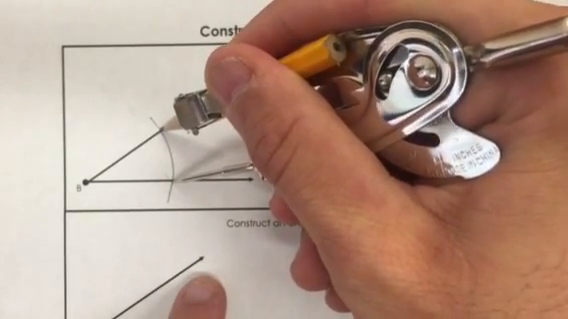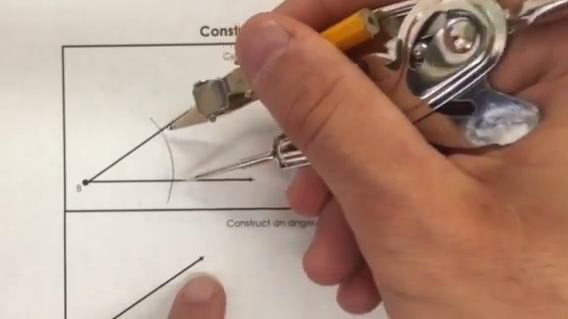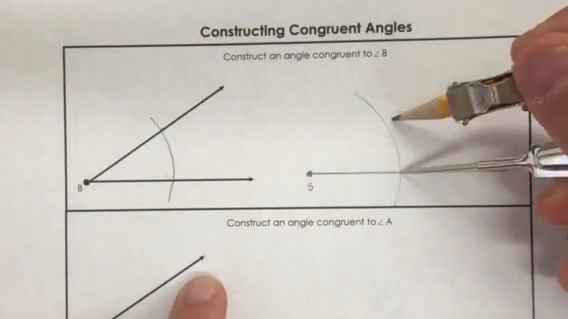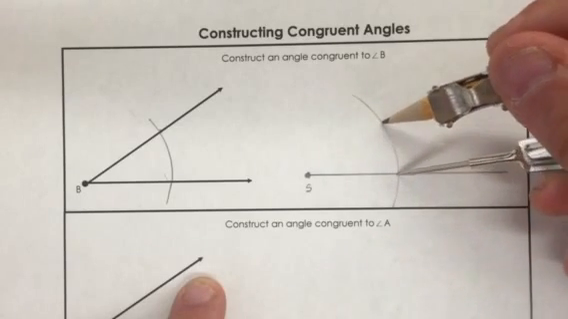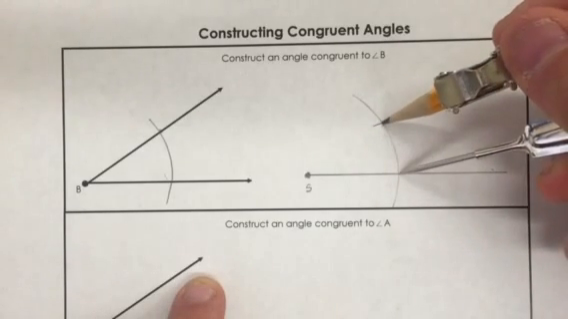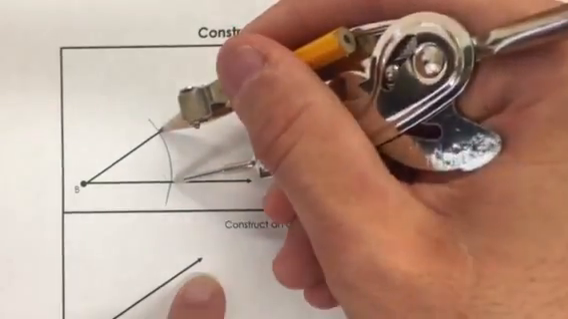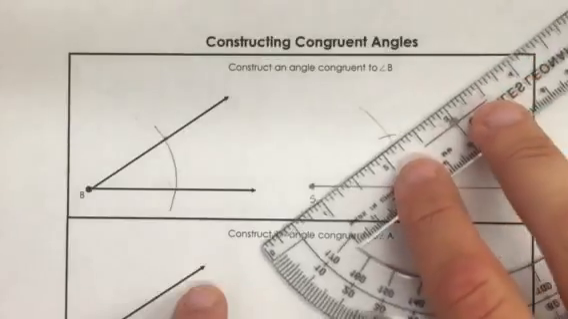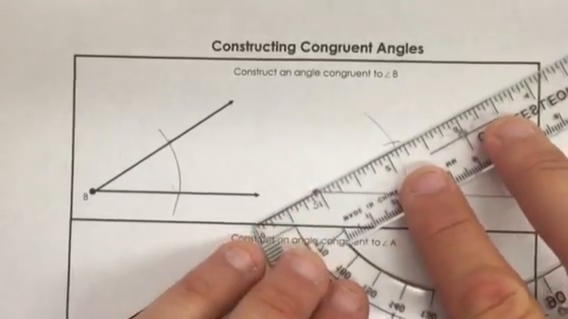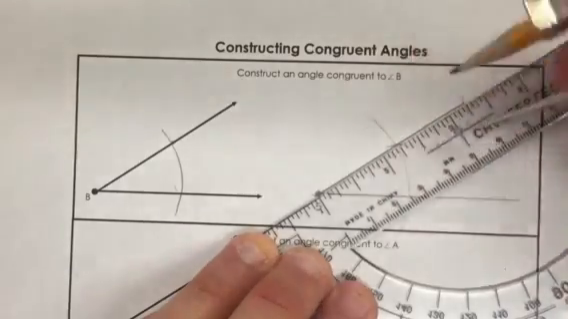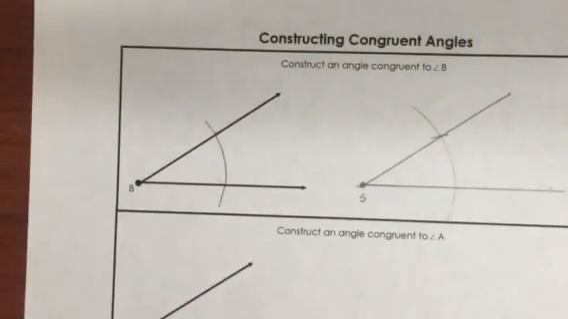Okay, see what I did? And what I'm going to do is just move my compass over right here. See what I did? And what I'm going to do is just draw an arc at this point. So this distance apart is the same as this distance apart, right? So now they are both the same width apart. So now all I have to do to draw my angle is just draw a line through these 2 points. Okay? Like so. And now I have 2 congruent angles.